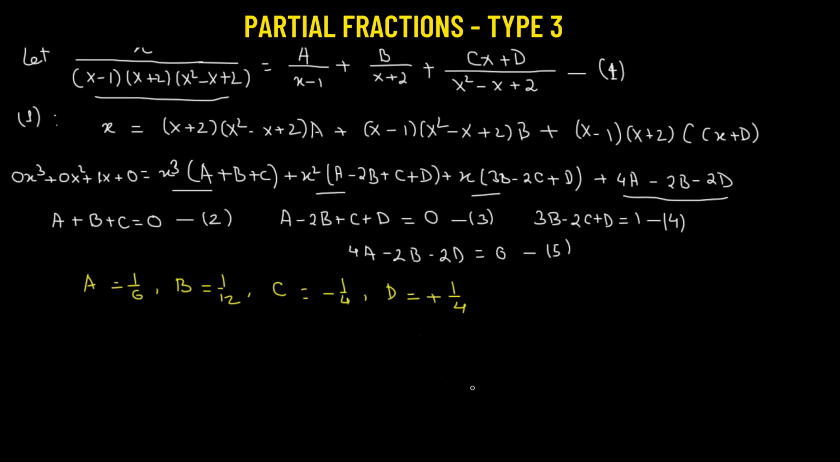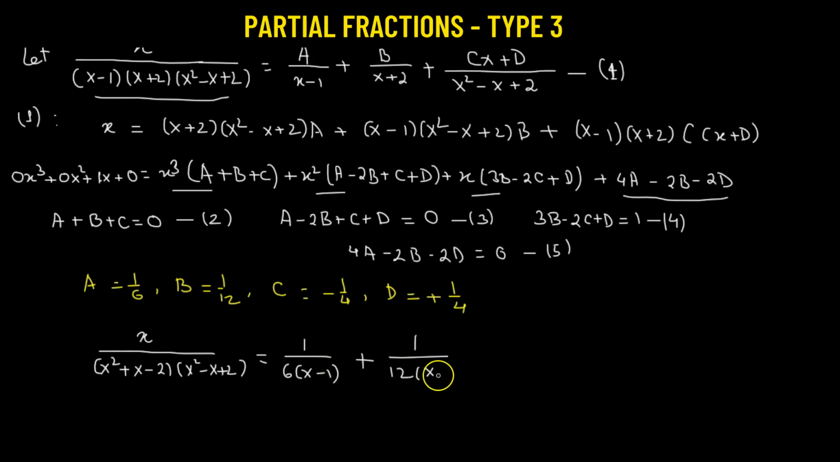Now that we have the value of a, b, c and d, we're going to substitute this back in equation number 1, such that we have x over x minus 1 times x plus 2, so that's nothing but x squared plus x minus 2 multiplied to x squared minus x plus 2. This will be equals to, so we have a over x minus 1, so a is 1 over 6, so we have 1 over 6 multiplied to x minus 1. Then we have b, so b is 1 over 12 times x plus 2. Added to cx plus d, so c is negative 1/4 and d is positive 1/4.